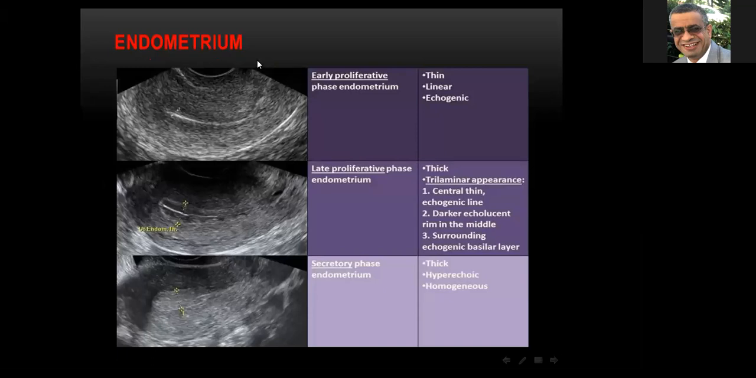The endometrium will appear different according to the phase that the patient presents with. In the early proliferative phase, the endometrium appears thin, linear, and echogenic. In the late proliferative phase, it will have a thick, trilaminar appearance. In the secretory phase, it will be thick, hyperechoic, and homogeneous.